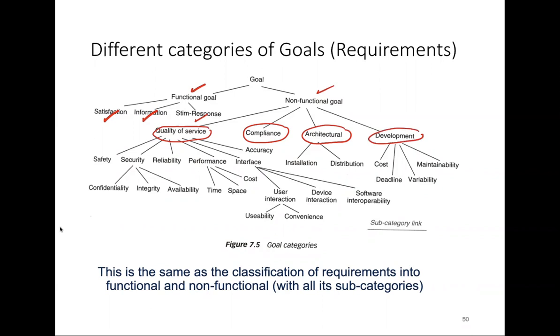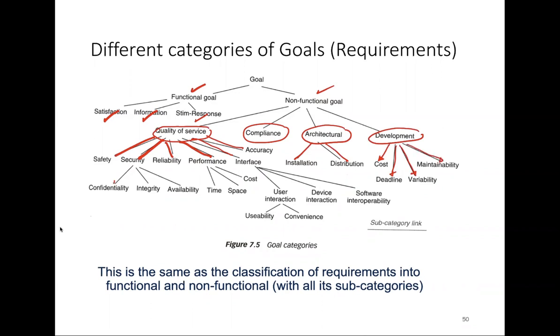Quality of service goals relate to safety, security, reliability, performance, interface, and accuracy. Architecture covers installation and distribution. Development relates to cost goals, deadline goals, schedule goals, variability goals, and maintainability goals.